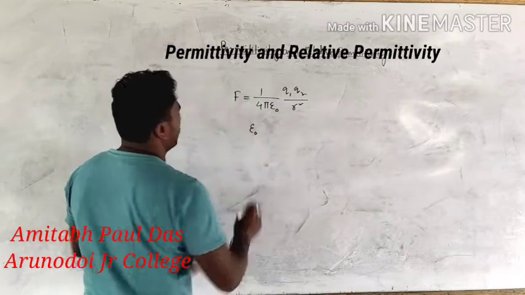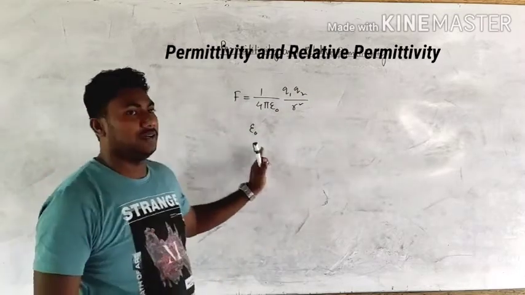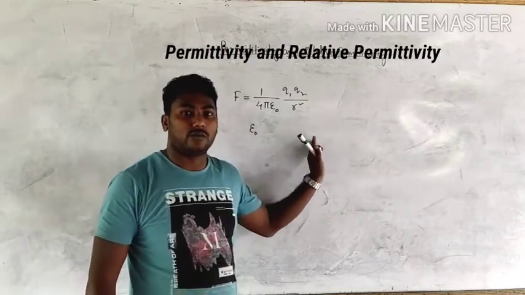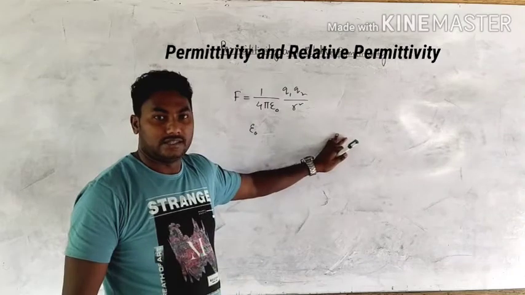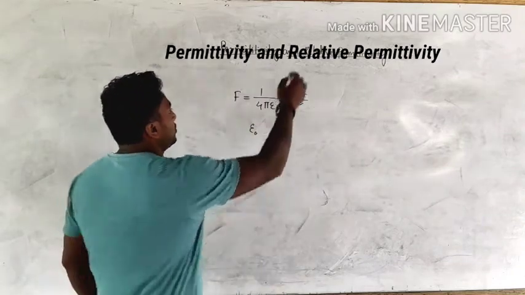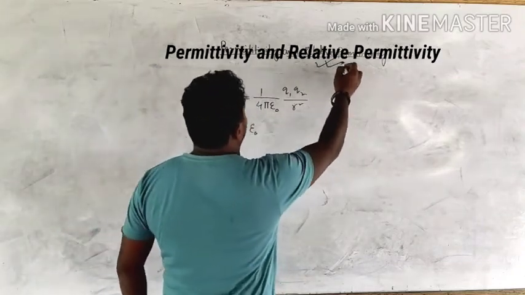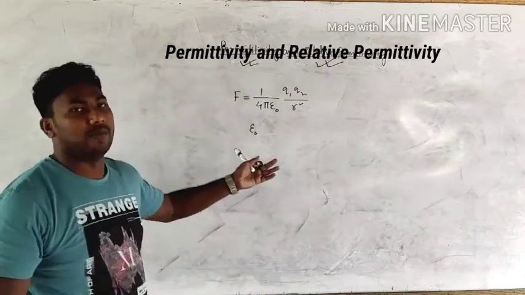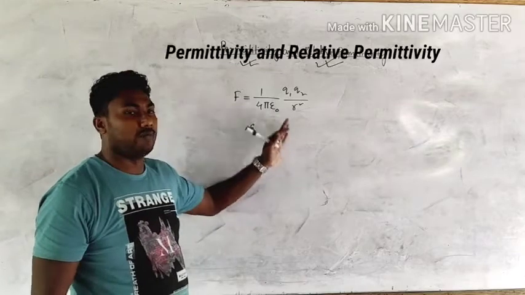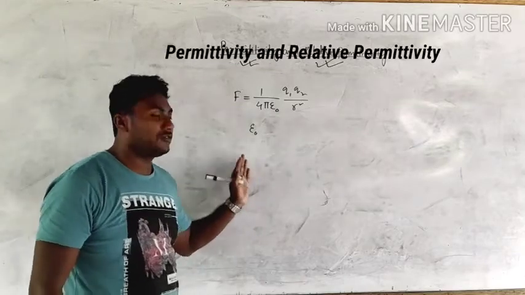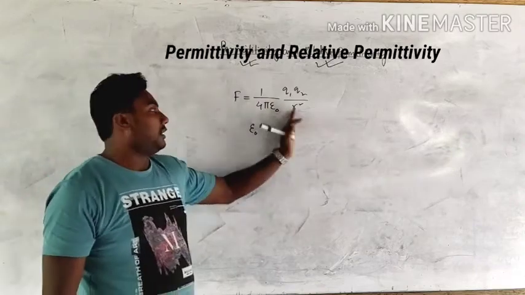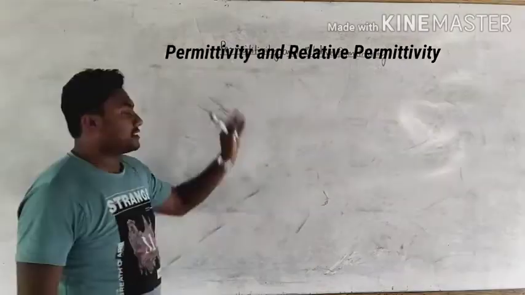This term is known as epsilon naught. And what does this epsilon naught denote? It denotes the permittivity of free space or vacuum or air. Now we shall introduce a new term today, relative permittivity, and also discuss permittivity in case of any medium. We have already found the permittivity in case of free space or vacuum, but today we will discuss permittivity in any medium. Okay, let's discuss the topic.